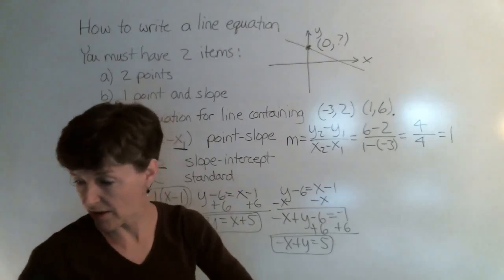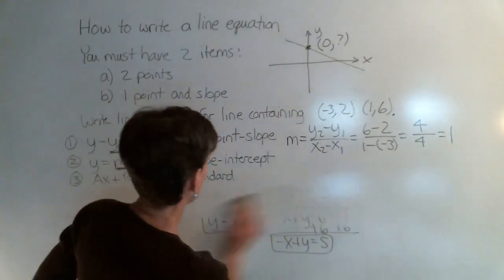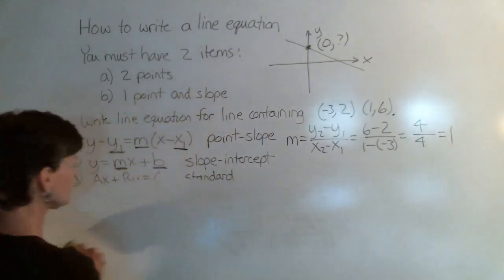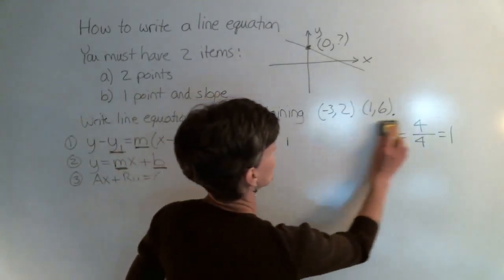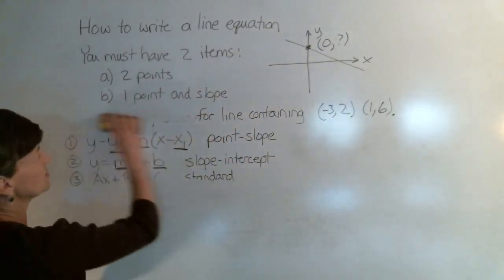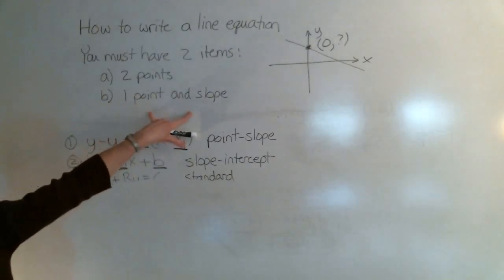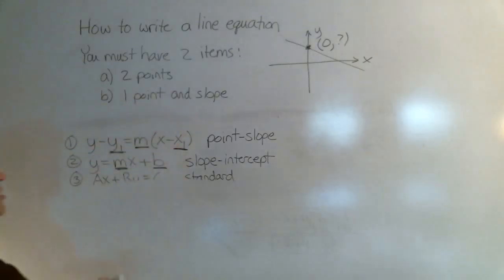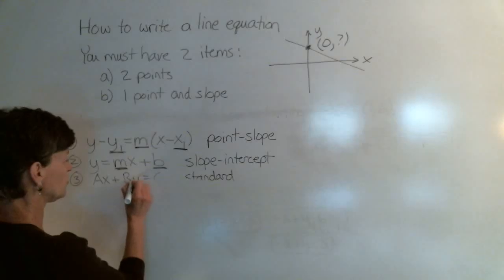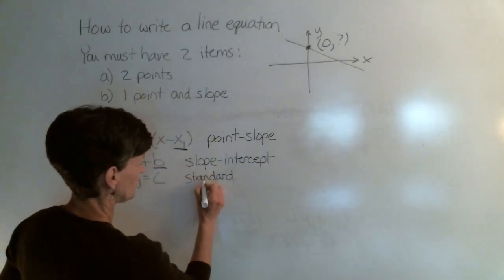All right, let's have a different scenario here, right? Let's suppose that instead of being given 2 points, I'm given the slope and 1 point, because you can also write a line equation if you are given a slope and 1 point. I've kind of erased my stuff here. Put this back up here.